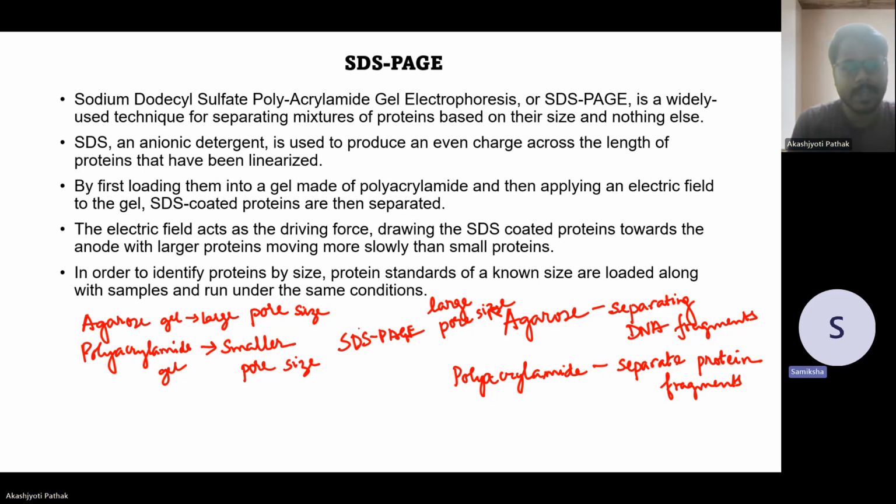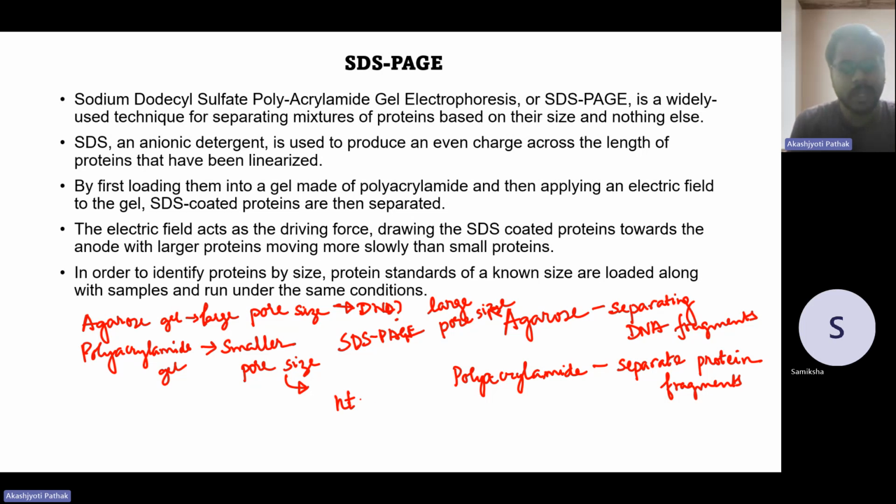So why do you require large pore size for DNA while small pore size is required for protein? Because of the size of DNA. Yes, you are correct. But can you be more specific? DNA is on average of the order of 10 to the power 8 base pairs, and proteins are only of 50 or 100 amino acids. Yes, your model is correct.